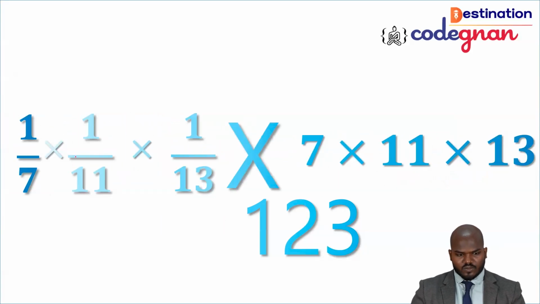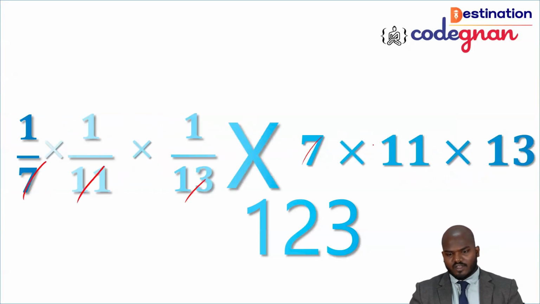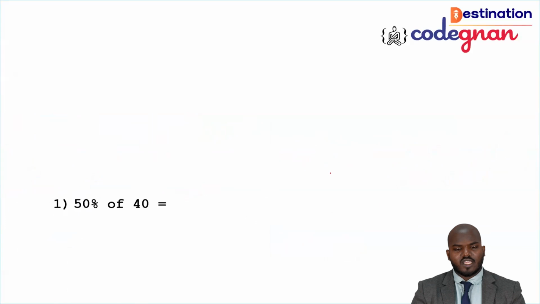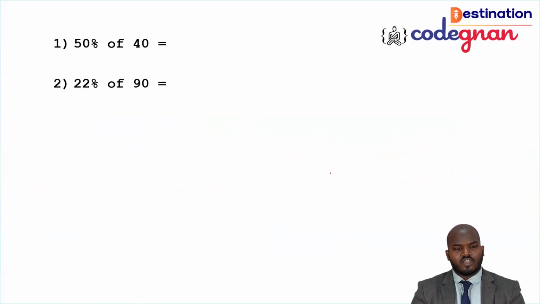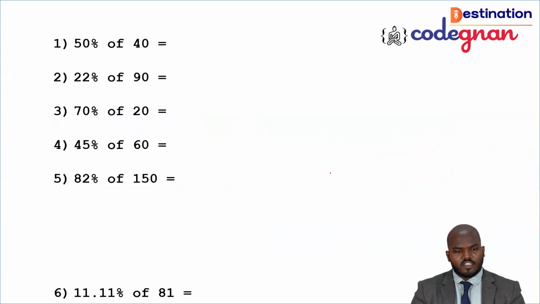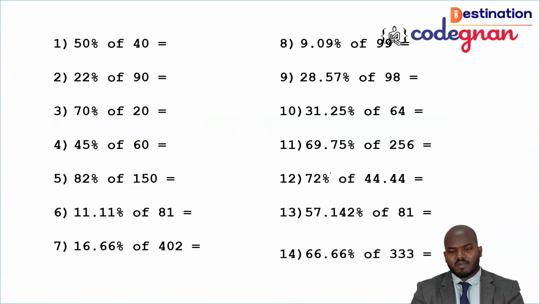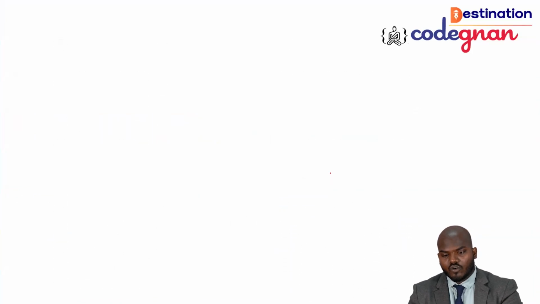Once like this, you see 7, 11, 13, 7, 11, 13, and you are left with the remaining value, that is 1, 2, 3. So 1, 2, 3 is the final answer we have here. If you have time, guys, please practice all the questions. So this is how the decimal method works here. I hope you understand the decimal method now.